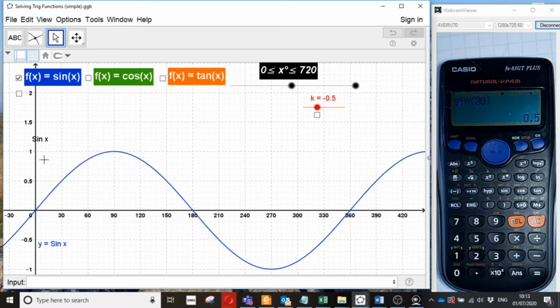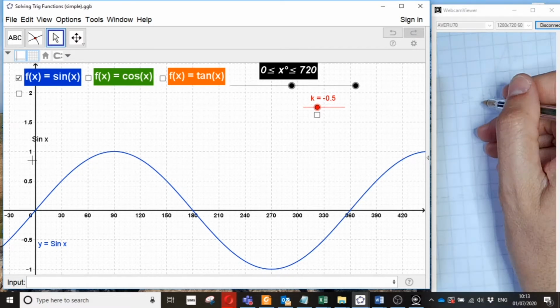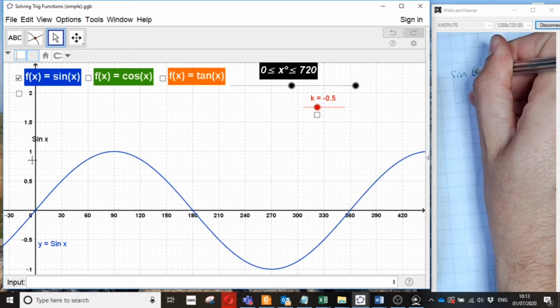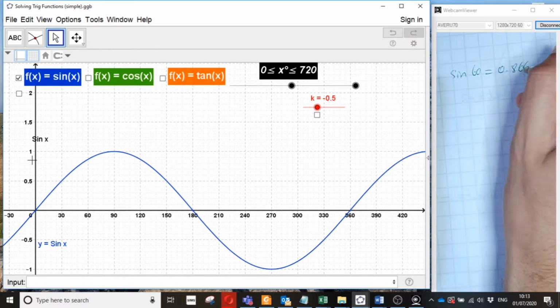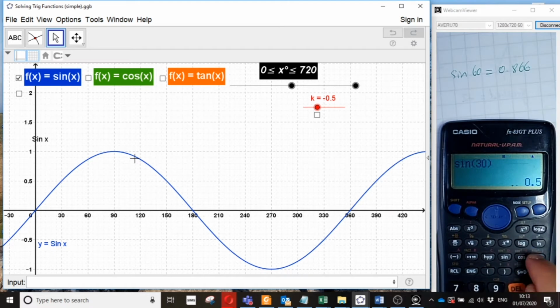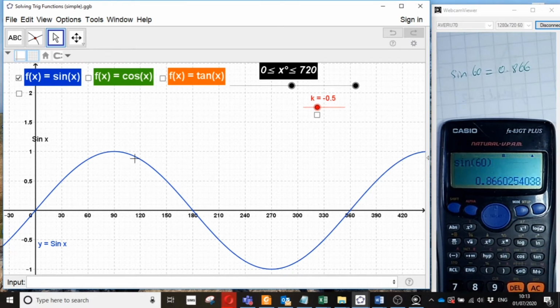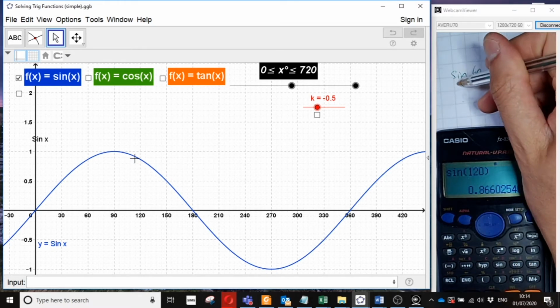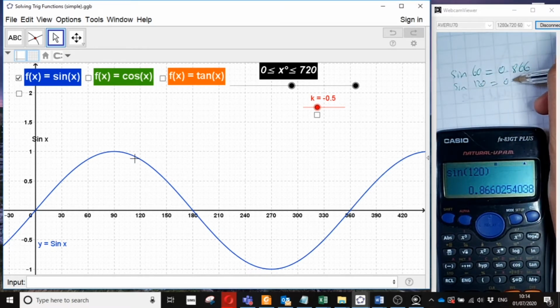Let's just go back to sine 60. Sine 60 looked like it was 0.866 something. Now you might have also noticed, if you look at 120, that looks like it gives you the same. So let's get the calculator on. Sine 60, there it is on the display. Sine of 120, let's see if it gives the same thing. Press equals. The same thing has come up. So those two angles sine to give the same number.